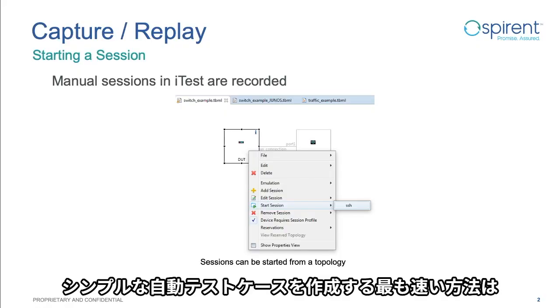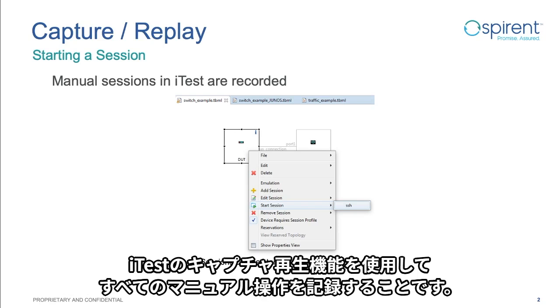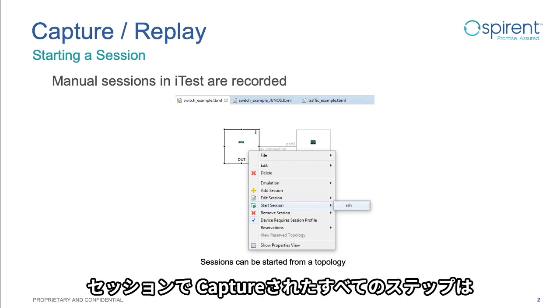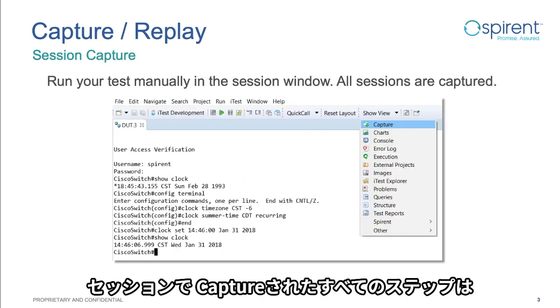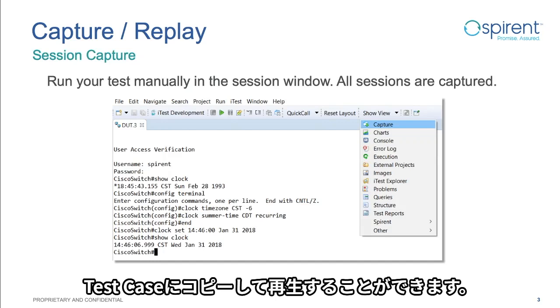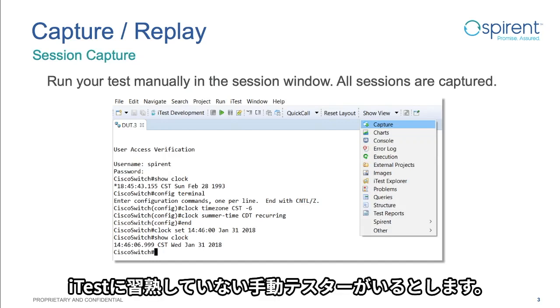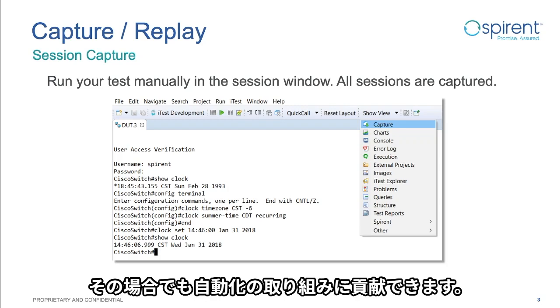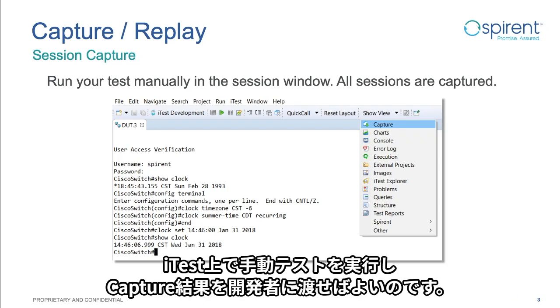The fastest way to build a simple automated test case is to use iTest's Capture Replay feature. All manual sessions run through iTest are recorded. Steps captured in these sessions can be copied to a test case and replayed. If your team includes manual testers that won't be learning iTest fully, they can contribute to the automation effort by running their tests in iTest and passing the captures off to automation developers.